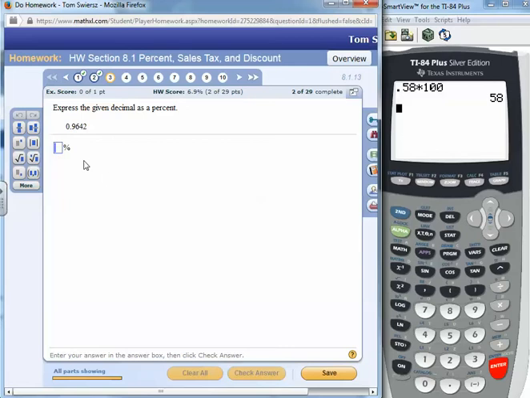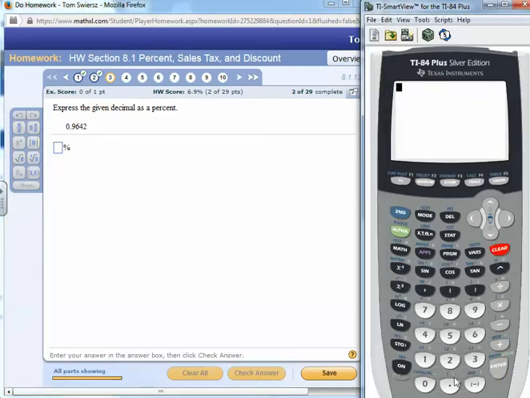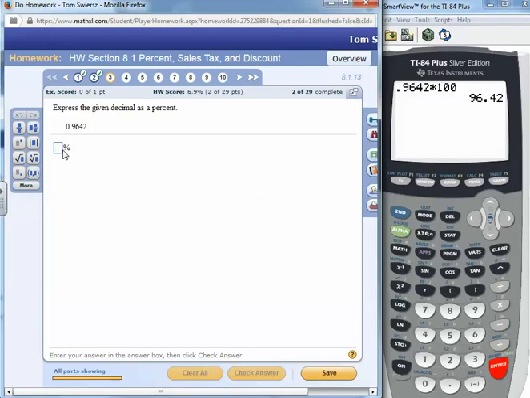All right, again, 0.9642. Multiply by 100. 0.9642 times 100, or move it 2 places to the right, and you get 96.42.